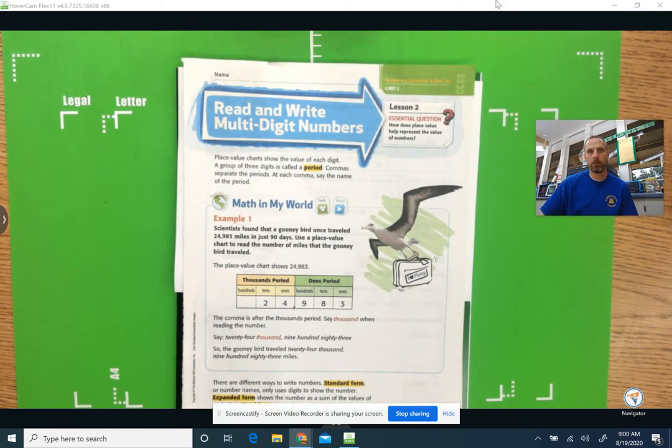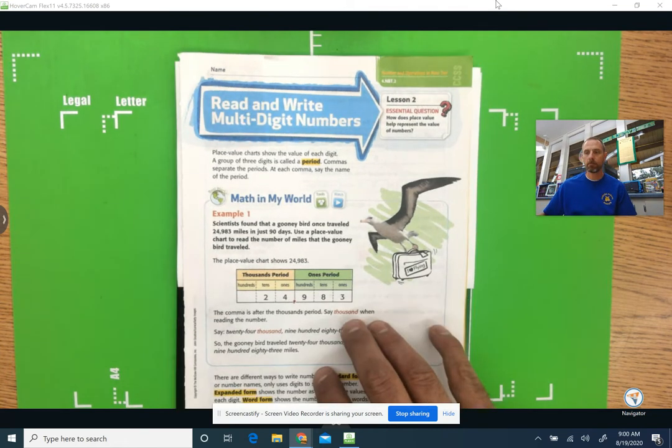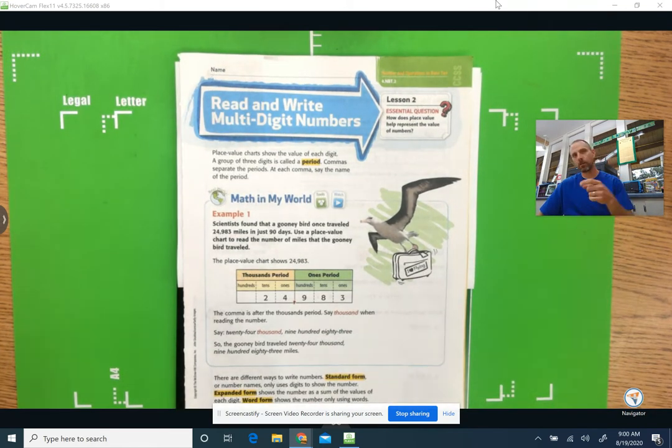Chapter 1, Lesson 2, and we are going to be reading and writing multiple digit numbers. So when you see an enormous number, you want to be able to read it, right? So we're going to learn how to read large numbers that go into the hundred thousands place and possibly the millions place. And we will be writing numbers in expanded form based on the value of each one of the digits in a number. And we will be writing numbers in word form, so we'll be spelling them out.